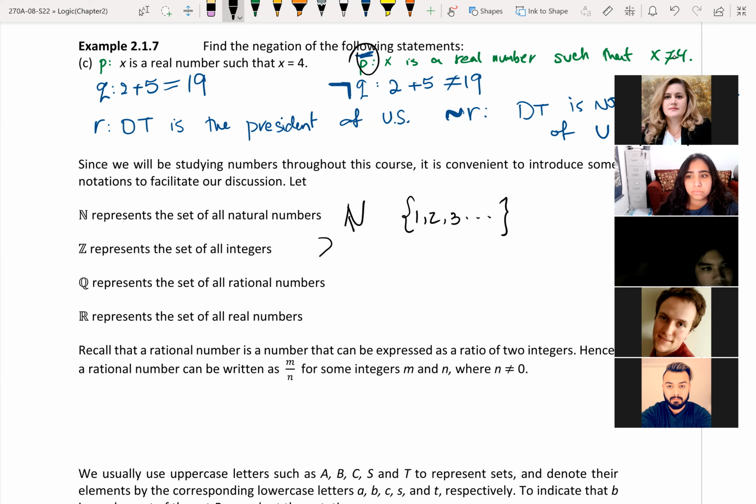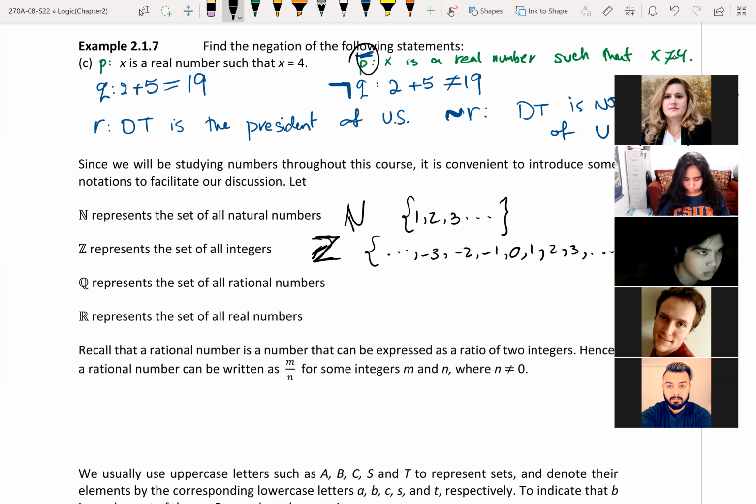If you see the integers, it is a Z letter, and that means you have positive and negative and 0. So you have dot, dot, dot, and then you have -3, -2, -1, 0, 1, 2, and then 3, dot, dot, dot. That's a Z notation. This is a Z notation. They're all capital letters, okay?